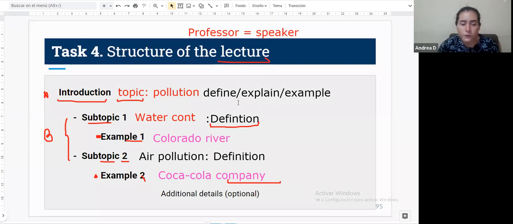So that's what you guys will have. 2 subtopics, maybe their definitions, and 2 specific examples or details, okay? And that is the important thing that you need to catch. You need those 2 subtopics and 2 examples at least, okay? So is this okay so far, the structure of the lecture that you hear? Do you have any questions about this?